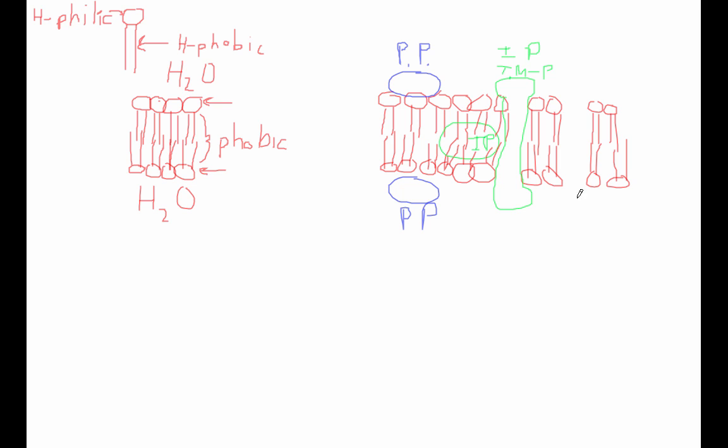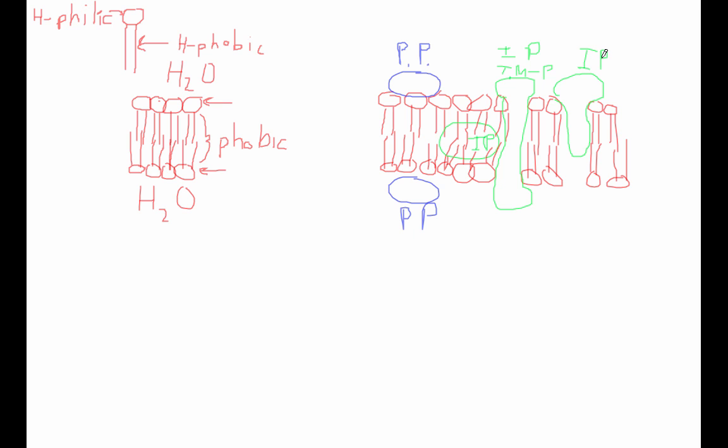Now, some integral membrane proteins, what you'll see is they'll be on one end of the membrane, and they'll just be partway into the membrane like shown here. This is also an integral membrane protein. Anytime that protein partially or completely goes into the membrane, we call it an integral membrane protein.